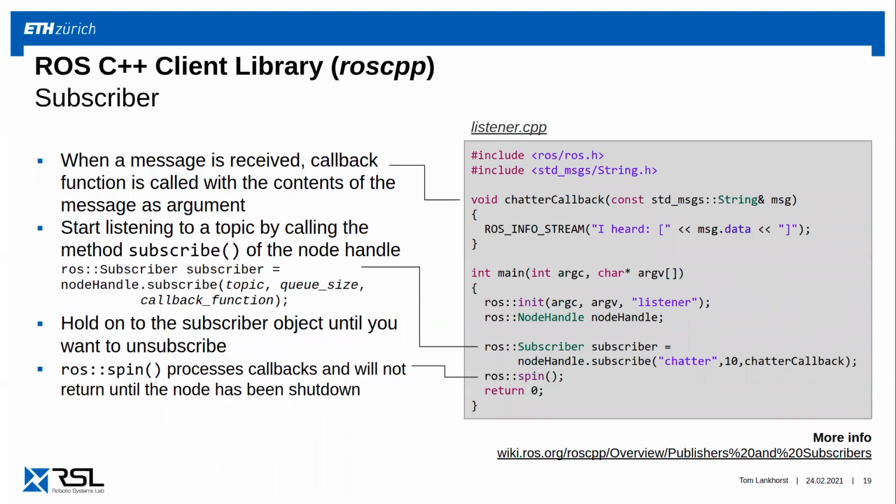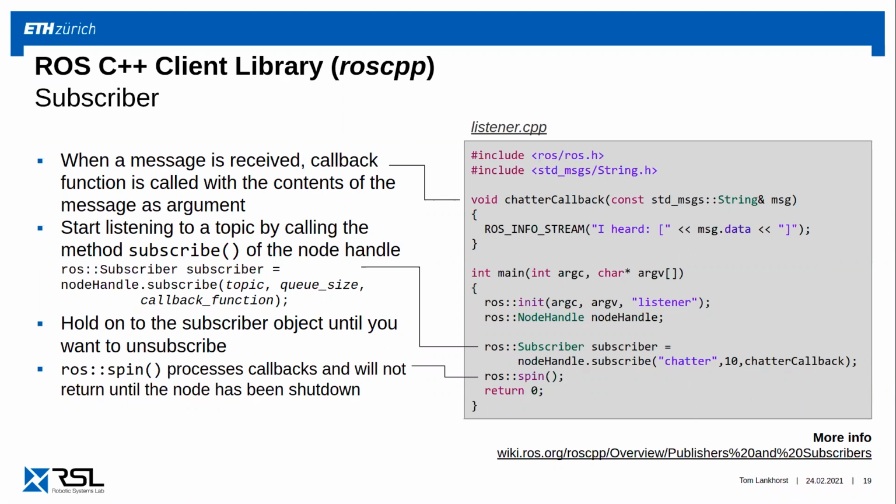Okay. Now, an essential part of the ROS CPP library is publishing and subscribing. Publishing and subscribing is the go-to way to communicate between nodes. This example shows a subscriber. To the right, we see the file listener.cpp. The file first includes the typical ROS include header, ros/ros.h, and then a header that defines the string standard message.